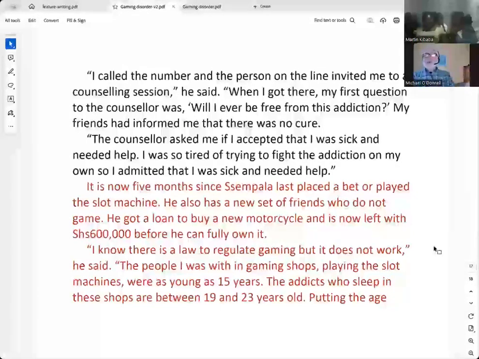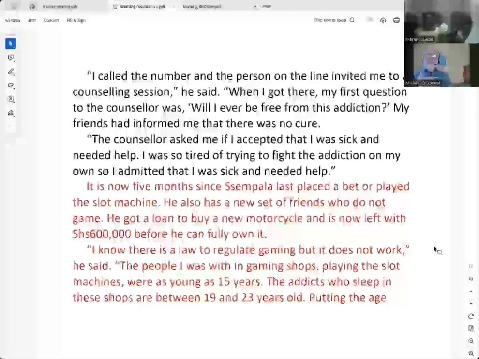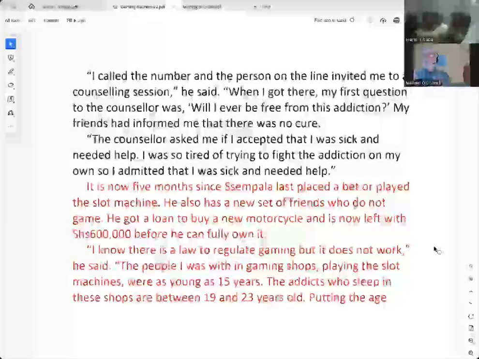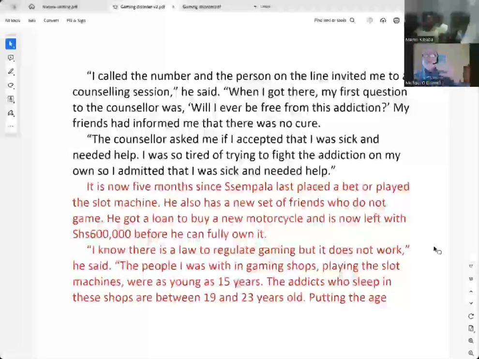So now we end with this. It's now 5 months since Sensapala last placed a bet. Now you remember the lead. We said that he went into the gambling shop and he got hooked. And so now here in the end, we tell people here's what happened. Here's the outcome for Fred Sensapala. And so this gives them something to keep reading about. What about Fred? How did this affect Fred?